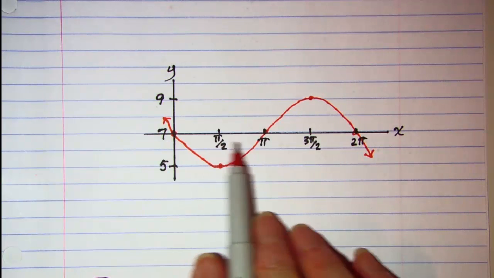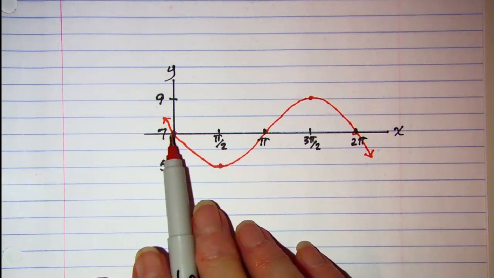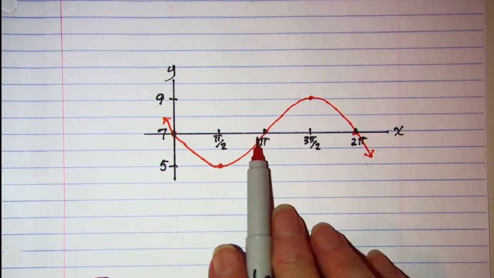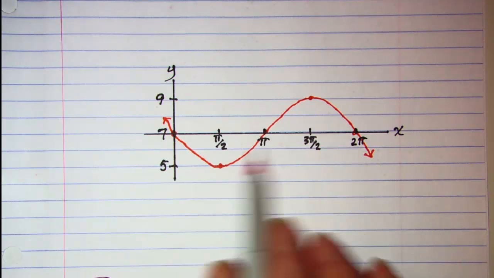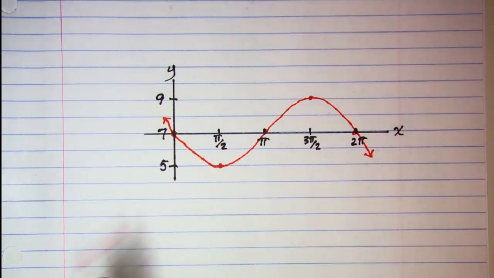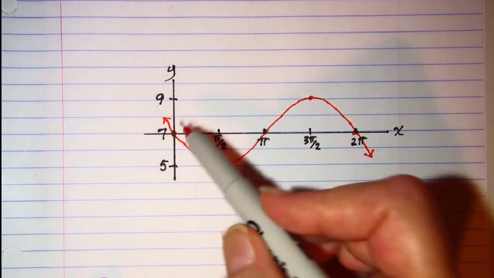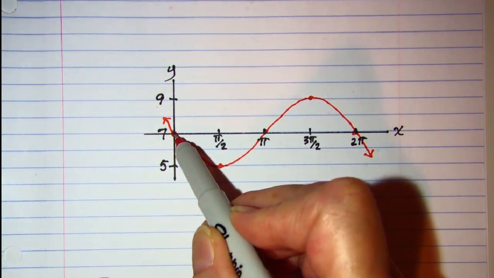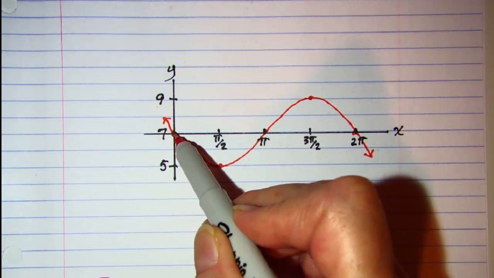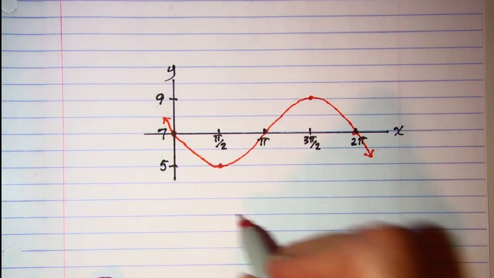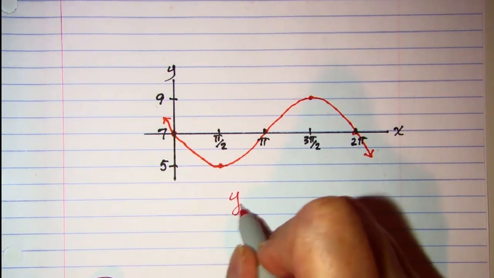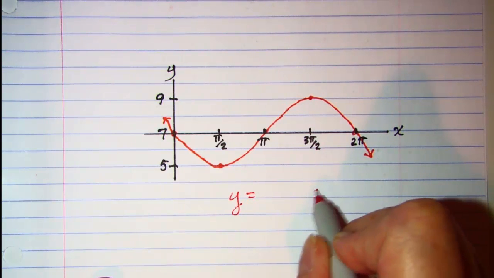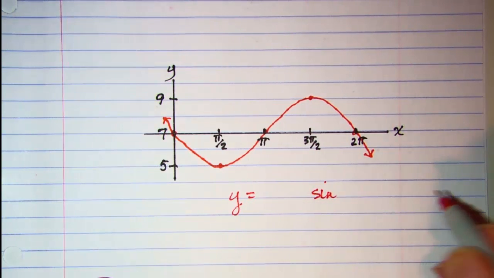Again, we're starting at 0 here, because 0, then pi over 2, pi, 3 pi over 2, and 2 pi. We're in radians. My curve at 0 is hitting the center line, which means that I'm dealing with a sine curve. So let me go ahead and write sine here.